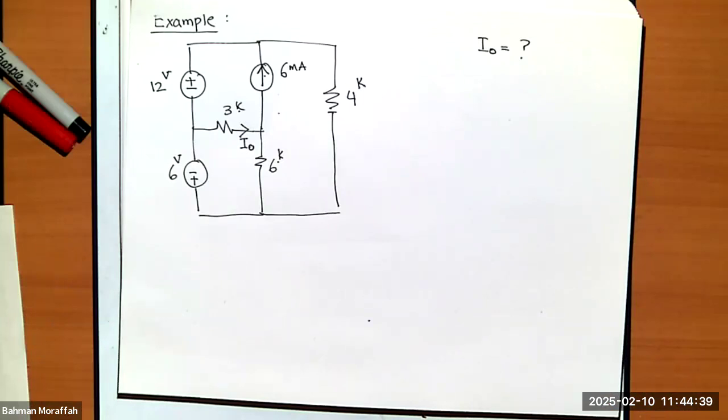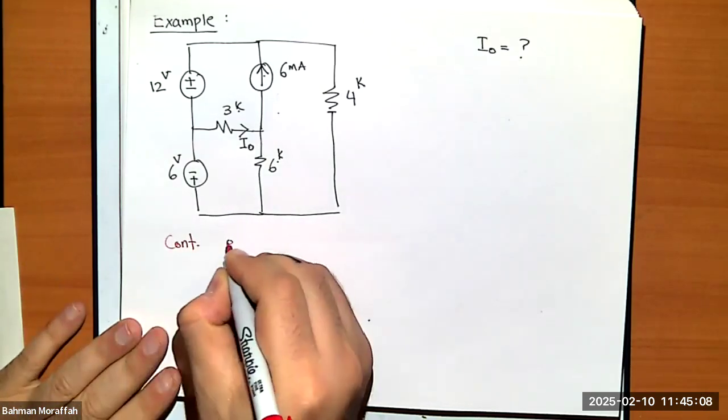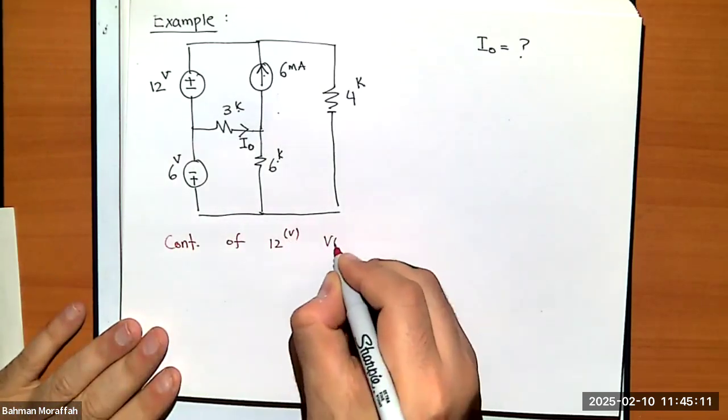Again, this is a linear circuit. I have 3 independent sources. I can apply superposition, right? So all I have to do is find the contribution of every single independent source that I have, and find I naught corresponding to every single independent source, right? So let's start by looking at the contribution of the 12 volts voltage source. So the contribution of the 12 volts voltage source.